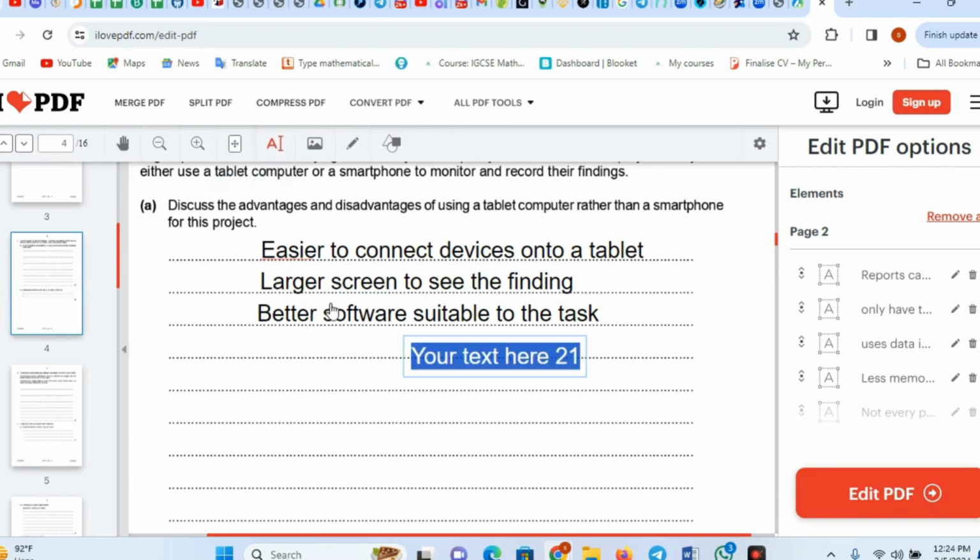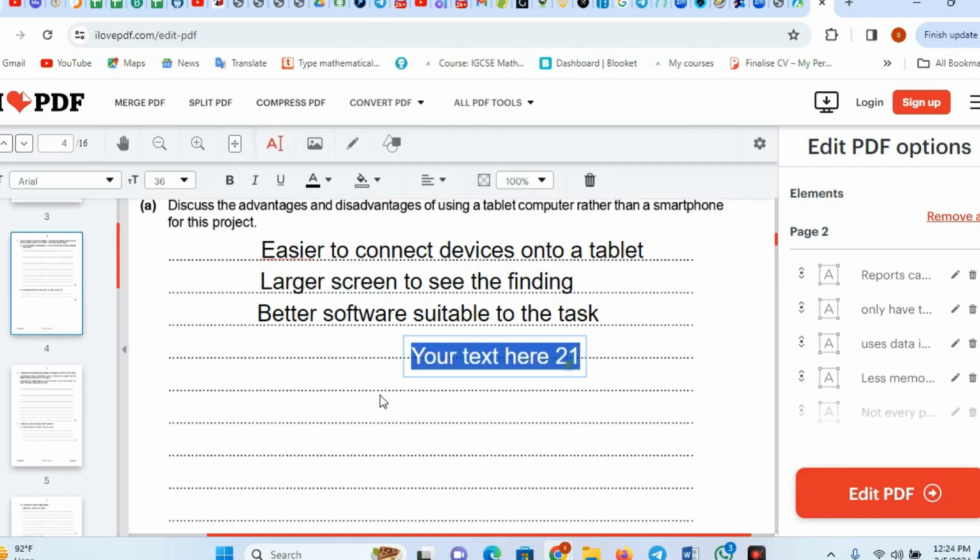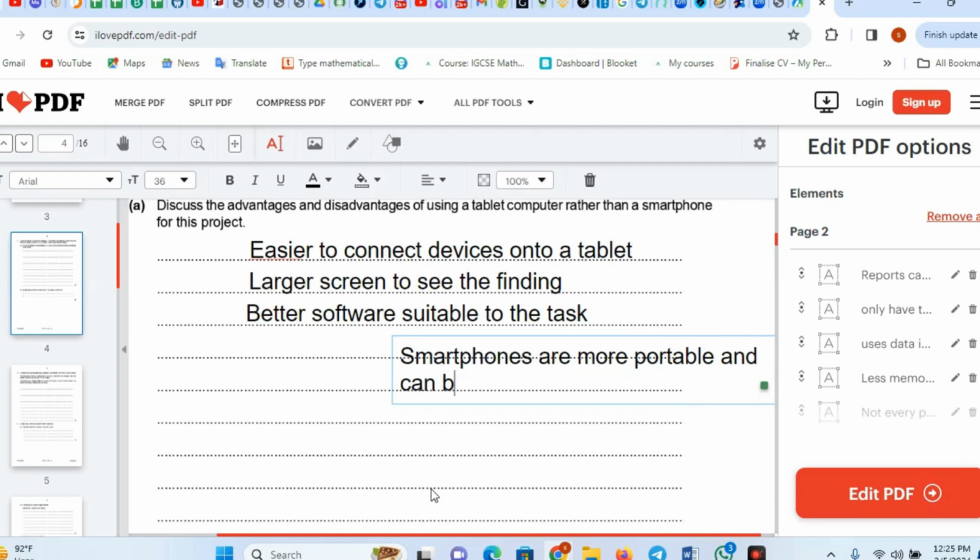So what are the disadvantages? One is smartphones are more portable and can be carried in a pocket. That tells us that they are much more handy.